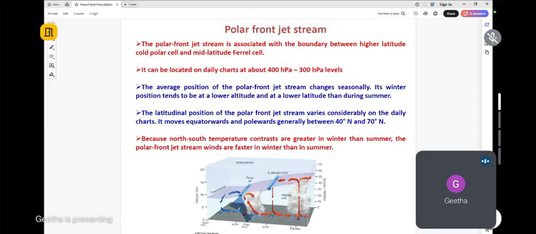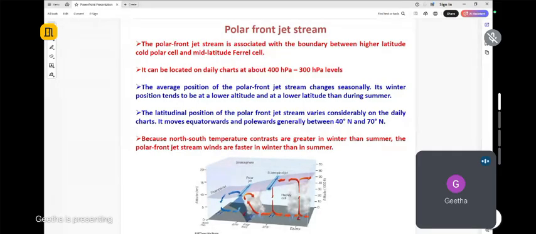The average position of this jet stream also changes seasonally. As the sun moves southwards or northwards, all the pressure and wind belts will move. At that time, this jet will also move southwards or northwards. So its winter position tends to be at a lower altitude and lower latitude than during the summer season. Lower latitude means what? Instead of say 60 degrees north, it could be 50 or 40 degrees north. So the latitudinal position of the polar jet stream varies considerably on the daily chart.